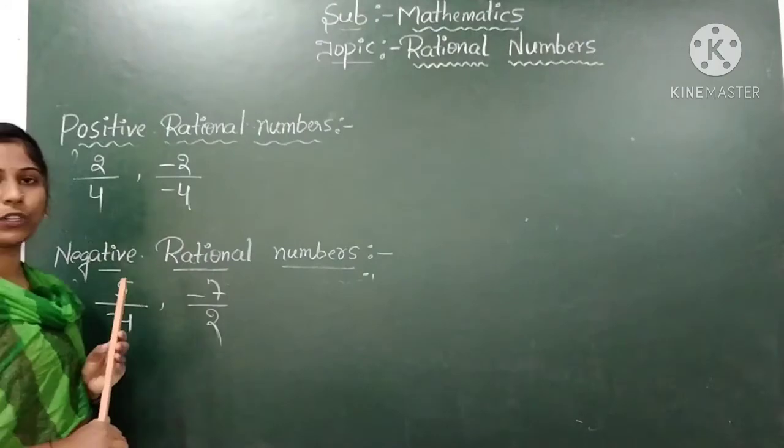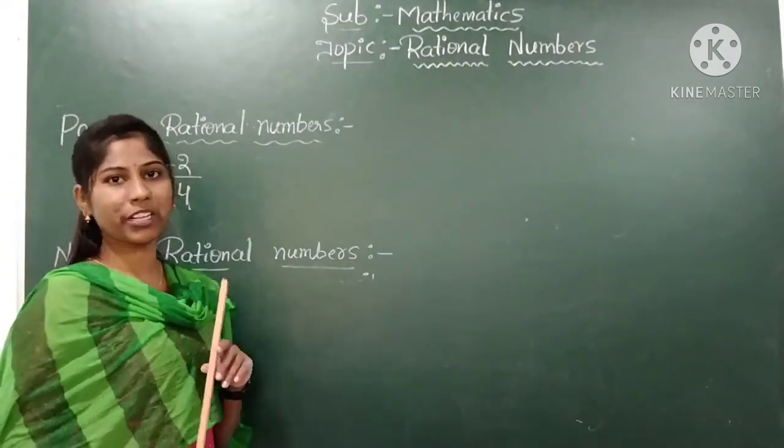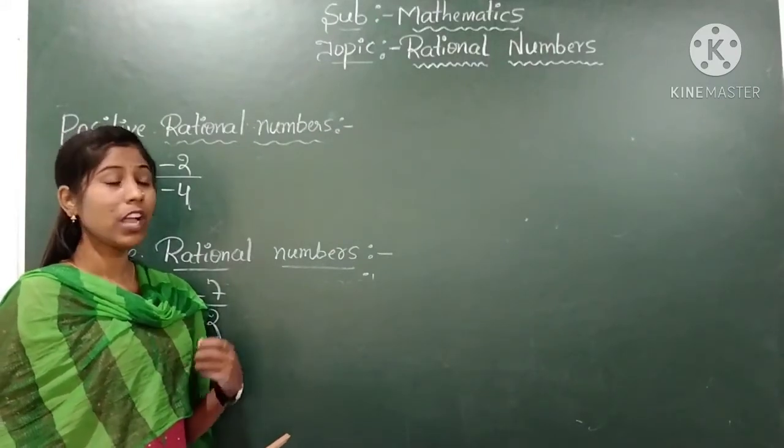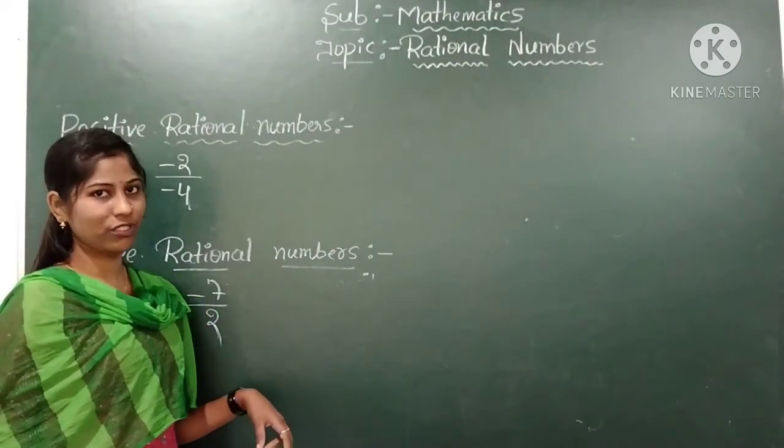This is all about positive and negative rational numbers. In the next class we can discuss how to reduce rational numbers.